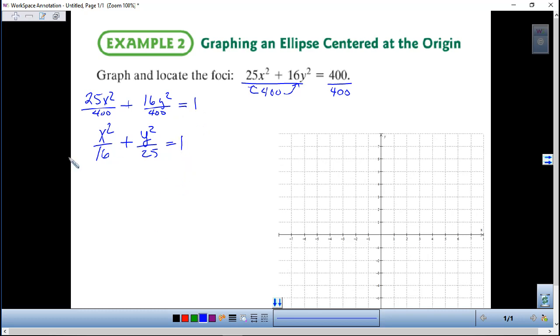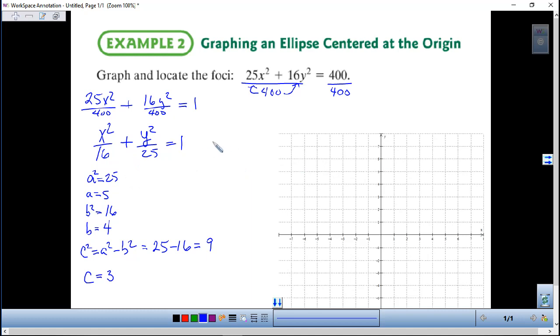All right, so now we have this in standard form. So we know that a squared is going to be our largest denominator, which is 25, so a equals 5. b squared equals the other one, 16, which means that b equals 4. And to find what my c is, c squared equals a squared minus b squared. So when I plug that in, I'm going to have 25 minus 16, which is going to give me 9 for c squared. That means that c is going to equal 3.